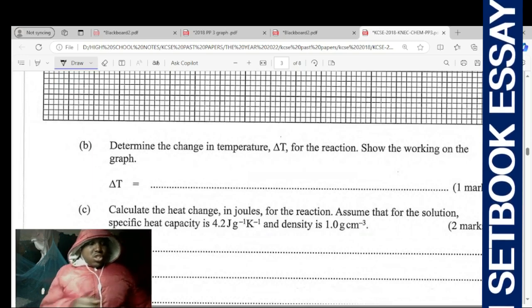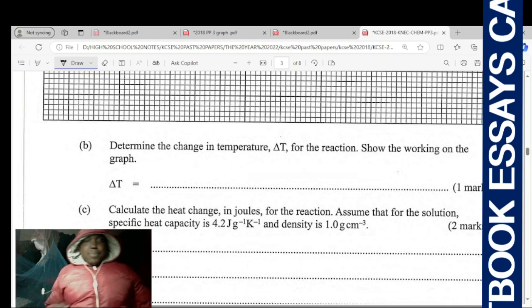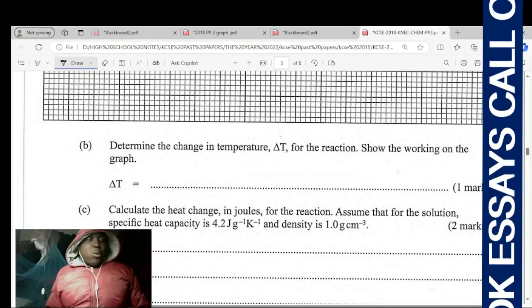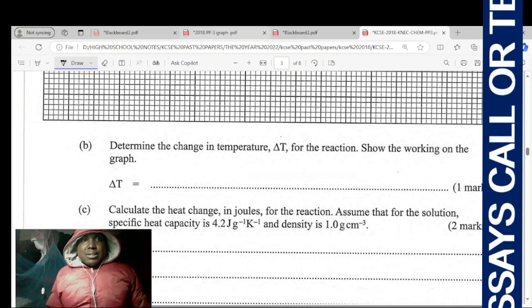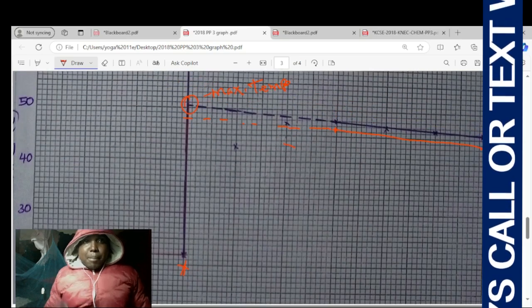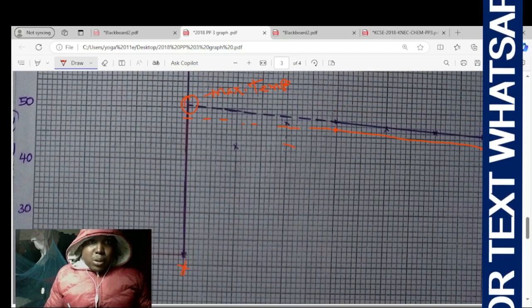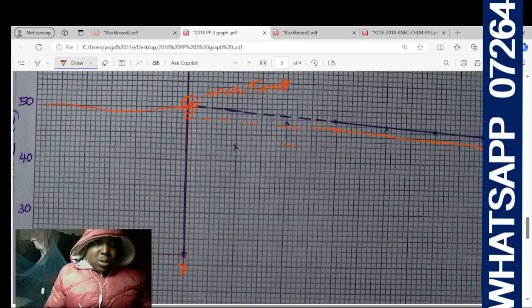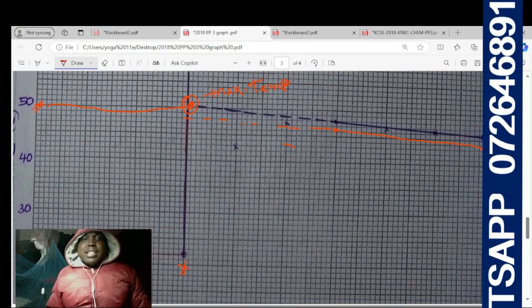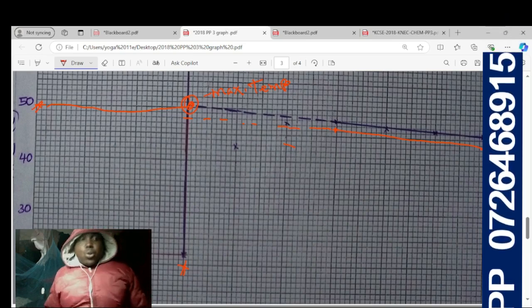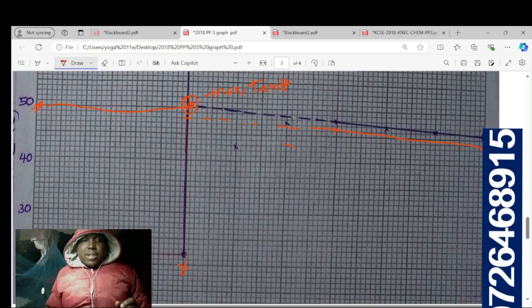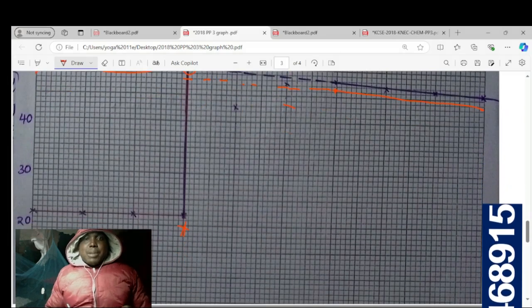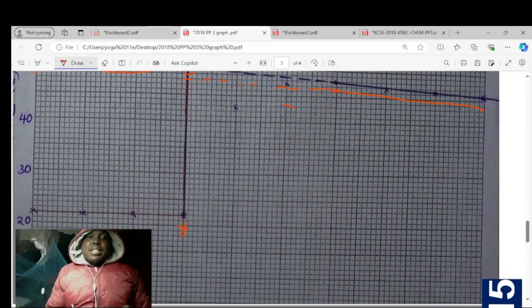Determine the change in temperature for the reaction. So once you extrapolate, where the extrapolation dotted line reaches the vertical axis, that is where you read. Mine has reached here, so you read here. You find that the highest temperature it would have reached is 50. So we did not actually reach 50, but the highest temperature it would have reached is 50. So that is the maximum temperature. Remember, temperature change is maximum minus minimum.